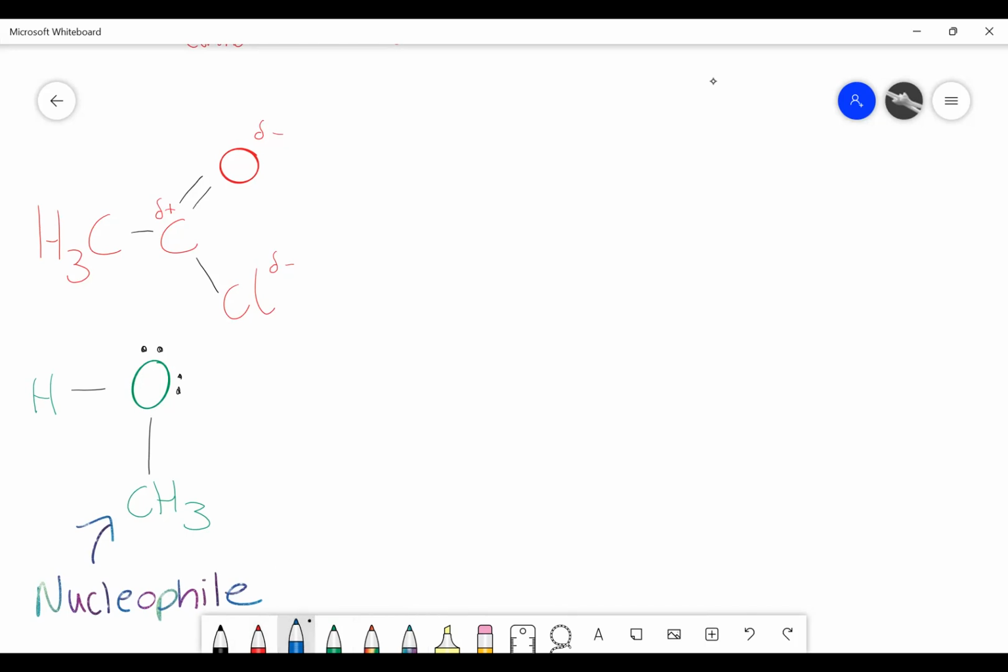It attacks the partially positive carbon on the acyl chloride. Remember, curly arrows. It's going to come and attack that partially positive carbon on the acyl chloride, and a pair of electrons from that carbon-oxygen double bond are transferred to the oxygen. So remember to draw it from the middle of that bond to the oxygen. And this first part is our nucleophilic addition. Then what happens? Let's have a look at what it should look like now. So this is what we will now have.